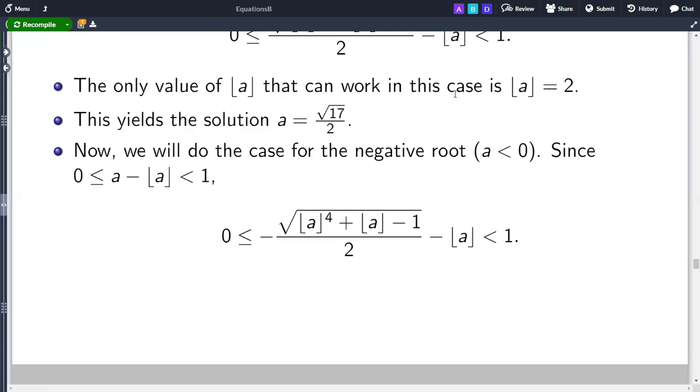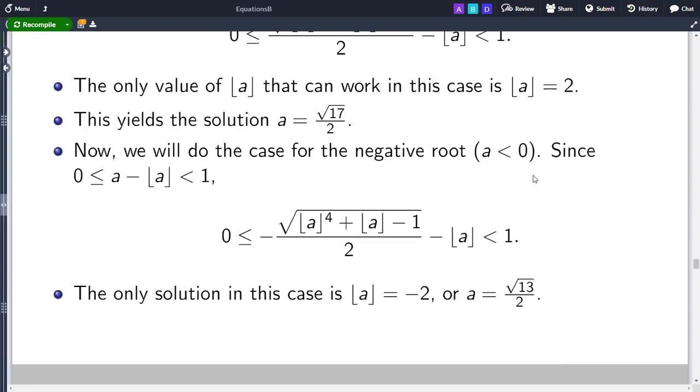it doesn't work because the expression inside the square root is actually negative. -3? I don't believe -3 works either. Yeah, so -2. If we plug in -2, we get A is the square root of 13 over 2. I'm saying this is the only one, but you can verify this by trying floor of A is -3. Then you're going to get that this expression is greater than 1. I think you mean negative square root 13 over 2. Oh yeah, typo. Okay, so A is the negative square root of 13 over 2.